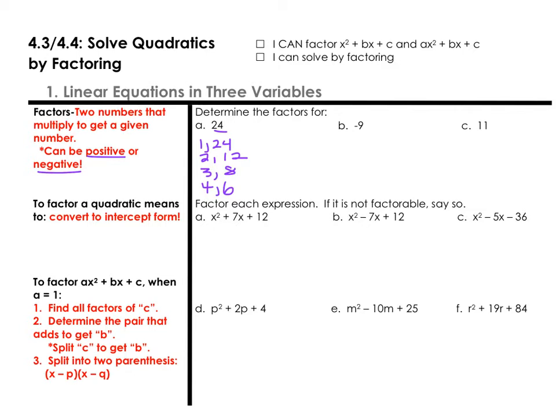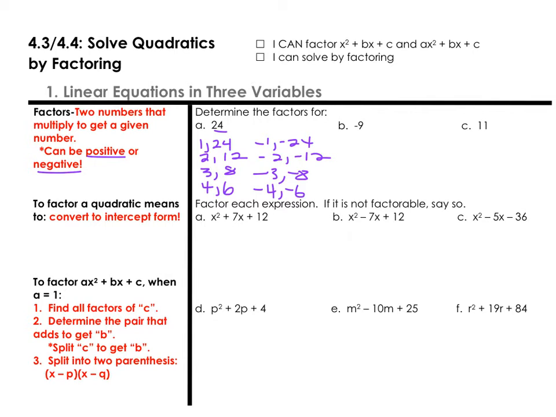But we should also consider negatives. Negative 1 times negative 24 will still give you positive 24 when you multiply. Same with negative 2 and negative 12, negative 3 and negative 8, and negative 4 and negative 6. Our goal is going to be to work with these pairs and ultimately find a different value with them in our quadratic function.